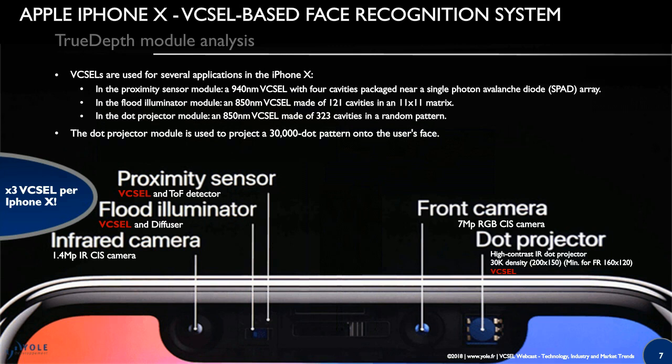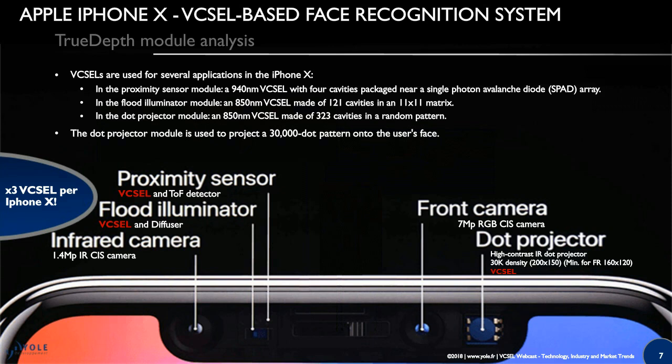If you take a look at the TrueDepth module, you can see that there are subsystems, sub-modules: the infrared camera, the front camera, the dot projector, the flood illuminator, and the proximity sensor. In red on your screen, you can see where VCSEL are being used. You can also understand that 3 different VCSEL are being implemented into one iPhone 10. So there are 3 units of VCSEL per iPhone 10.